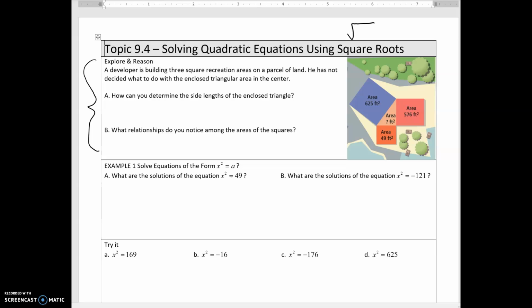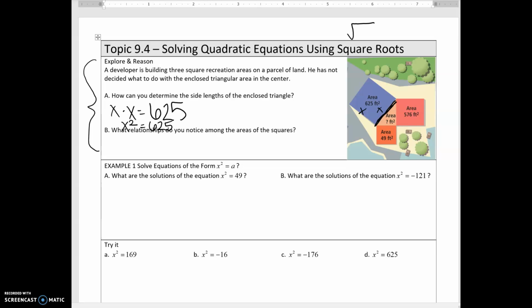Okay, so we have this little triangle area here, and then we have 3 squares around it, and it wants to know how you can determine the side lengths of the enclosed triangle. Well, I can get this side length right here by finding this length, but the area of a square is all sides of the square are the same, so it's going to be x times x to get that 625. X times x is x squared.